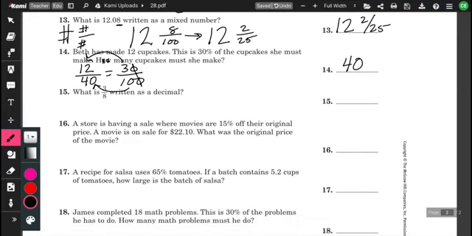What is 3/8 written as a decimal? We put the 3 in the box and start dividing. I know right away that I'm going to have to add a 0. So 8 goes into 30 3 times, which gives us 24. Then that will be a 6 and a 0, which gives us 7, and that will be 56. And then again, 4 and a 0, which gives us 5. So our answer for number 15 would be 0.375.